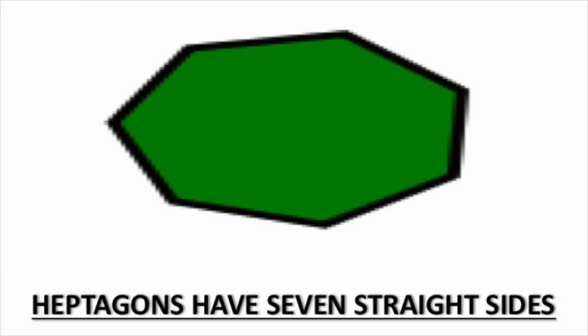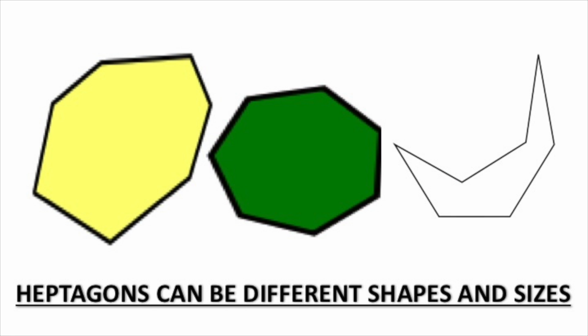Heptagons have 7 straight sides. Heptagons can be different shapes and sizes. Like, look at these 3 shapes here. Do they look the same? No, they're different. But they are all heptagons. Because if we count the sides, angles, and corners, they all have 7. So 7 means heptagon.